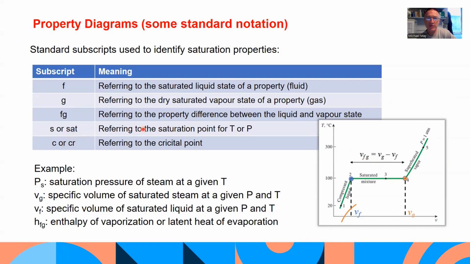The s or sat refers to the saturation point for temperature or pressure. So at 100 degrees and atmospheric pressure, water wants to boil. So we would denote that with an s or sat, that's the temperature and the pressure at which it boils. If we raise that pressure, we also raise the saturation temperature, and we can denote that as well. And the critical point we will come across as we go through the graphs and the way the graphs are put together, but it's denoted by a subscript c or subscript cr.